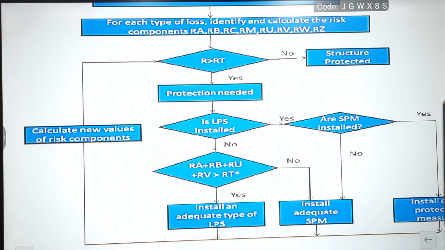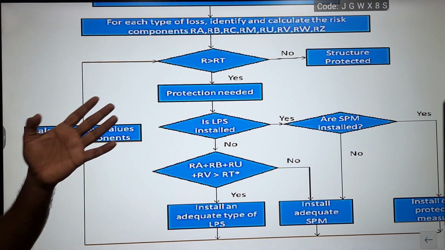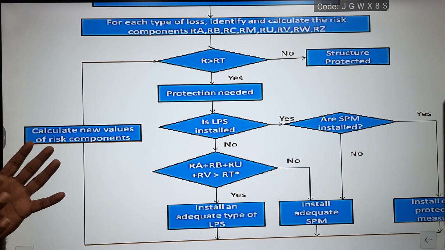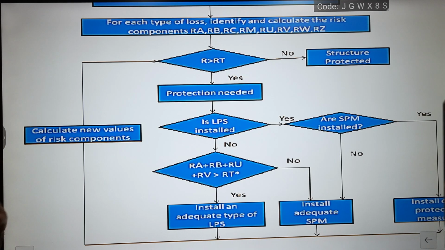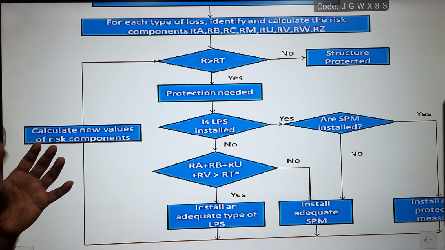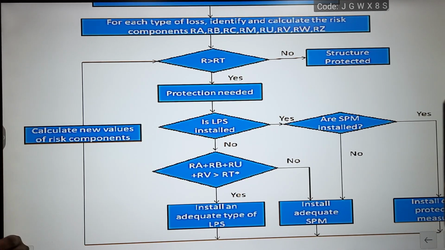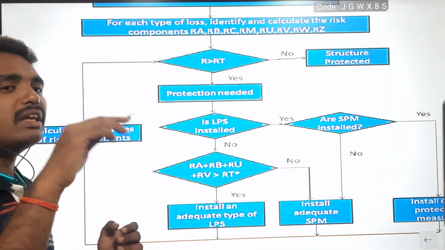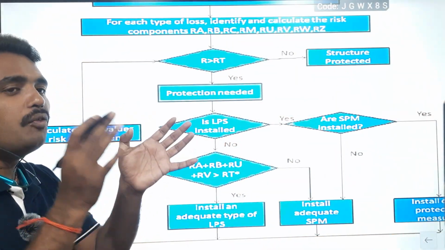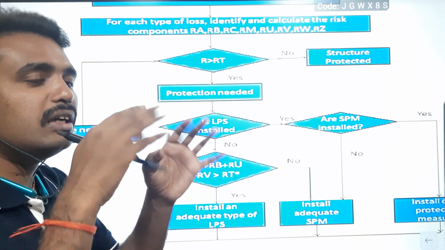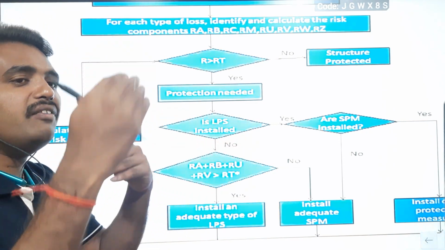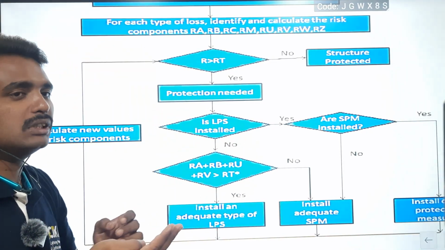So we have to incorporate the required protection measures, and we have to bring down the value of R to less than RT. If we take this RA, RB, RC and observe the particular values, we can come to a conclusion about which factor results in the higher value. For example, if the RA value is higher, we have to mainly focus on the parameters involved in this RA, and we have to incorporate suitable protection measures.